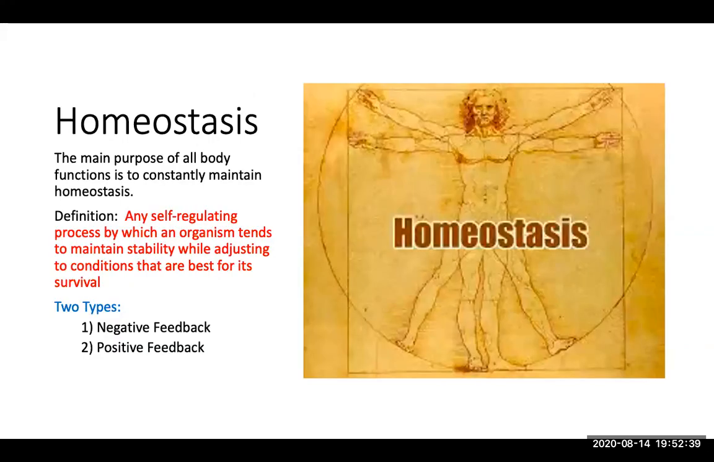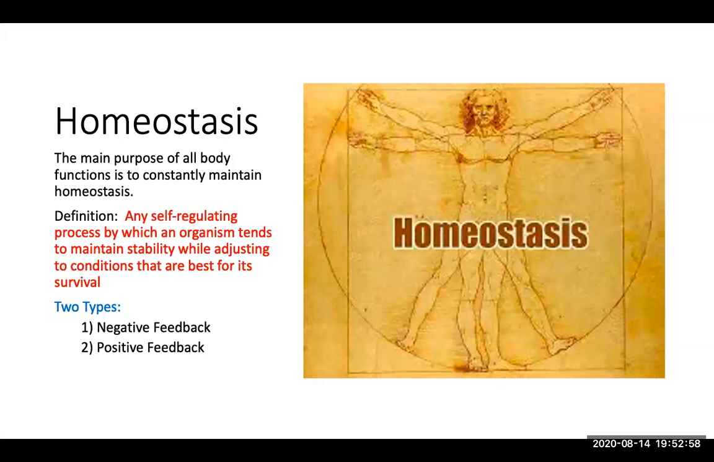Homeostasis is any self-regulating process by which an organism tends to maintain stability while adjusting to conditions that are best for its survival. So this can be temperature: your body will sweat to release heat to cool down, or if it's cold, it will shiver, the muscles will move to try to warm up again.